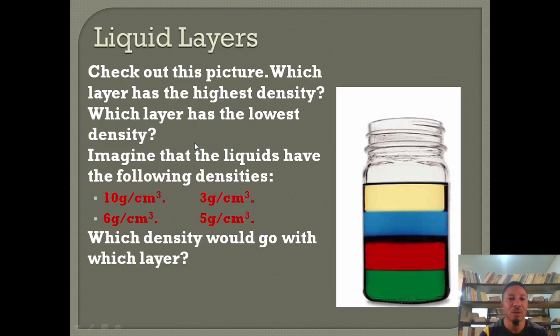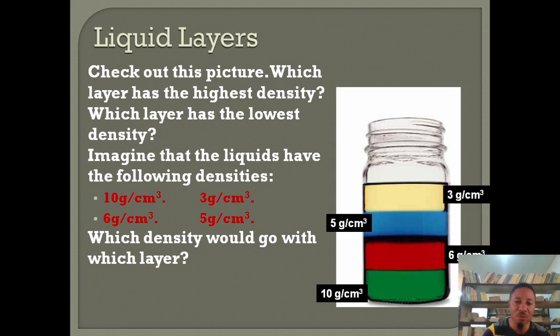Okay, check out the picture. Which layer has the highest density? Which layer has the lowest density? Imagine that the liquids have the following densities: 10 gram per centimeter cube and so on. Which density would go with which layer? Okay, let's see. We expect the smallest density, which is 3, to go with the least dense liquid, isn't it? So the next one should be 5 gram per centimeter cube, followed by 6 gram per centimeter cube, and the most dense liquid will have 10 gram per centimeter cube.